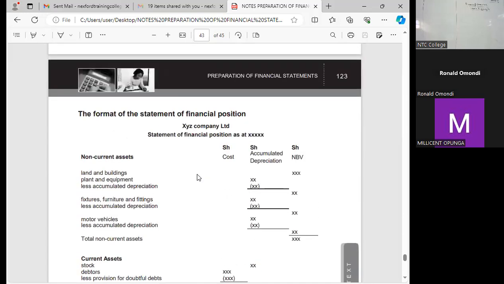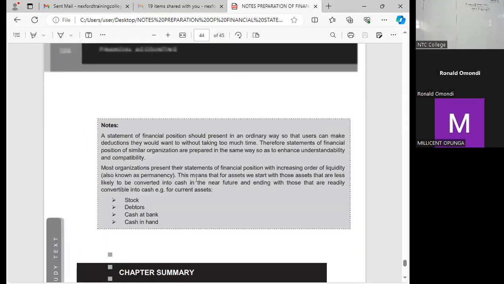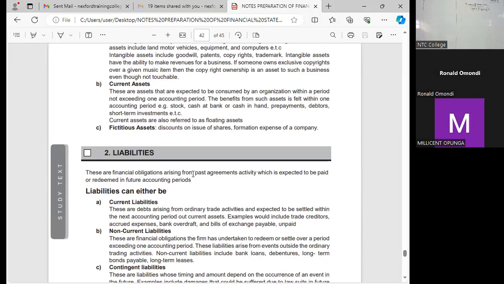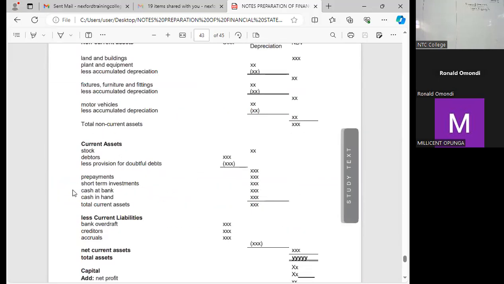So basically that's the format for the income statement and for the balance sheet. Any question before we move to something else? Any question? So basically we are through with that topic 2. We are now getting into topic 3. Let me show you.